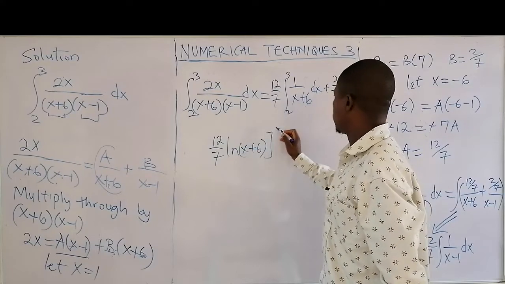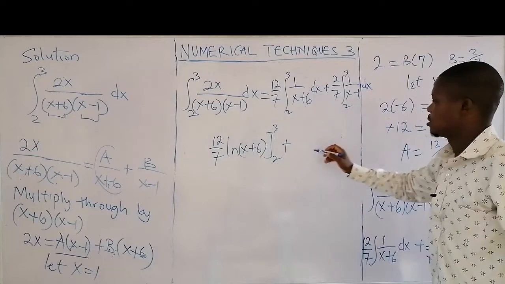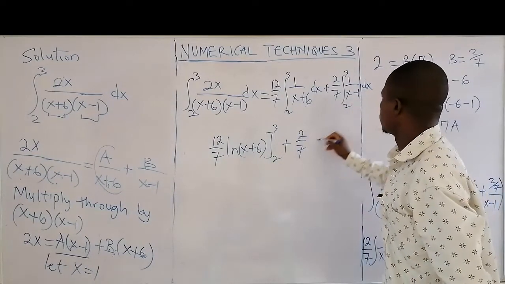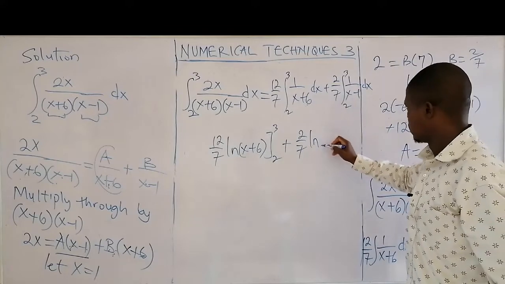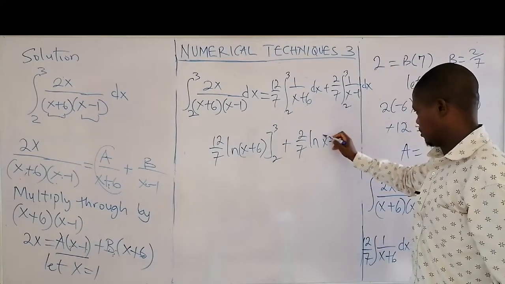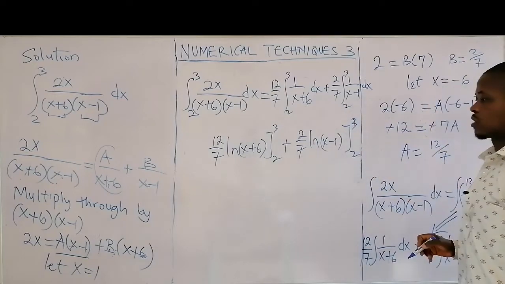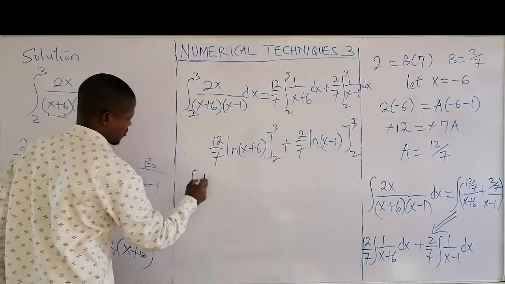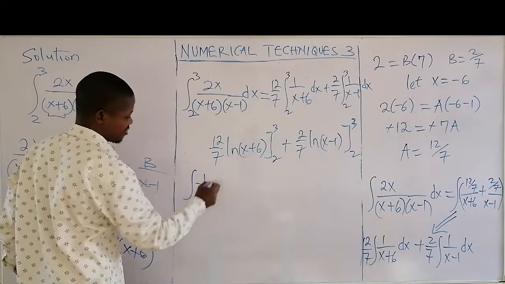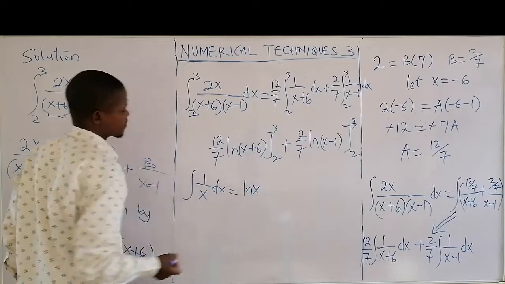You can put your upper boundary and lower boundary. Then plus the second one, you have 2 over 7 integral of 1 over x minus 1. That's the ln x minus 1. Then put your upper boundary 3, 2. Okay? And don't forget, when you have integral of 1 over x dx, it's ln x from the table.